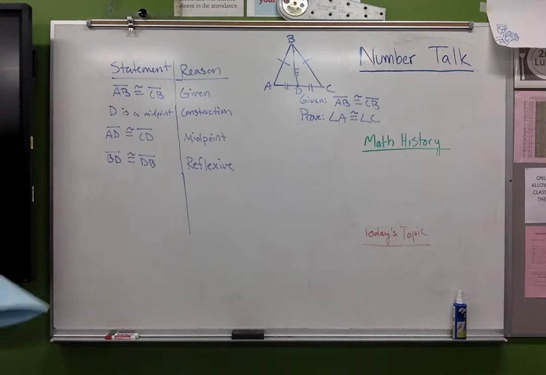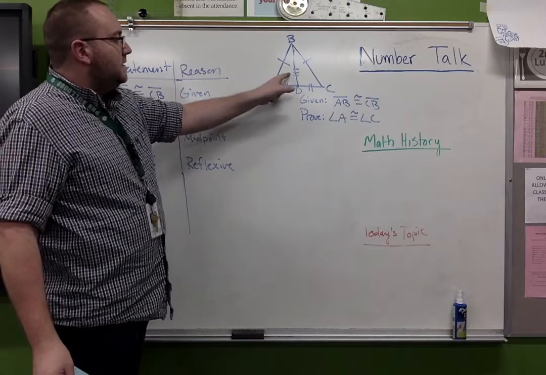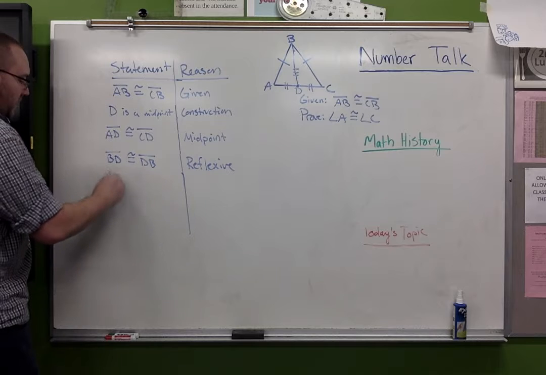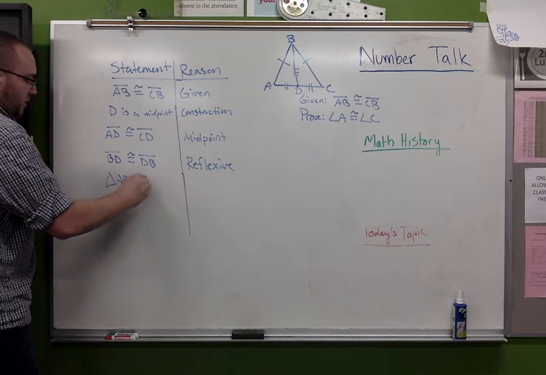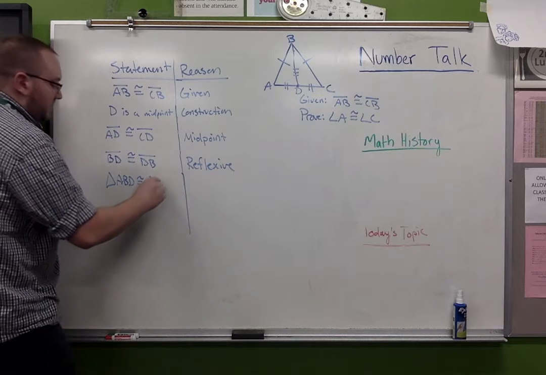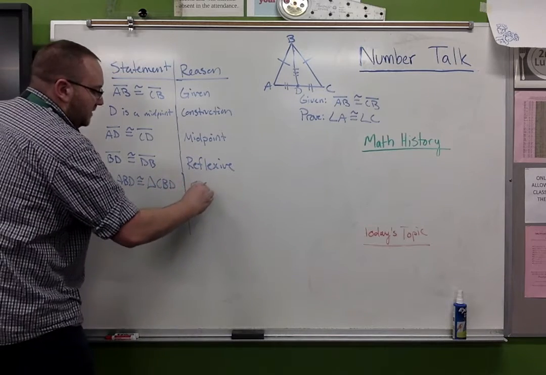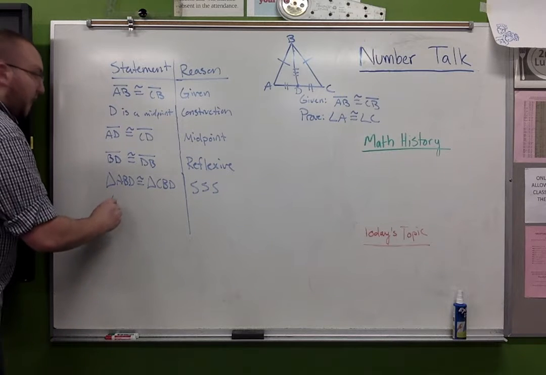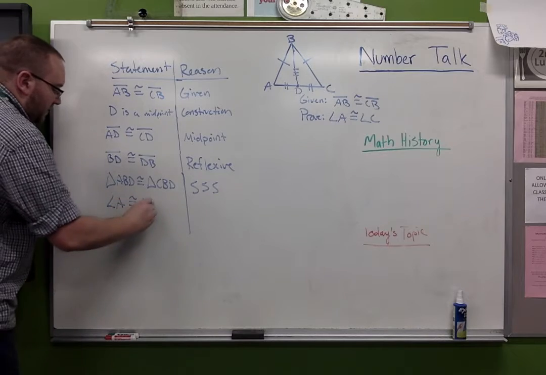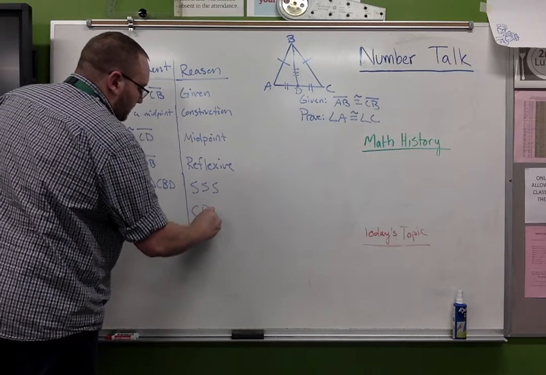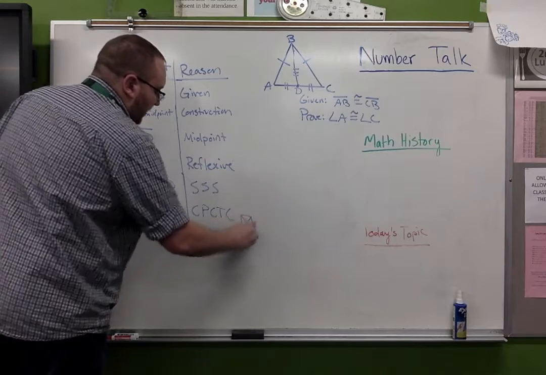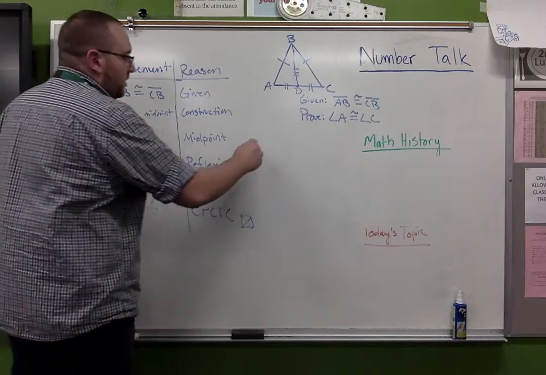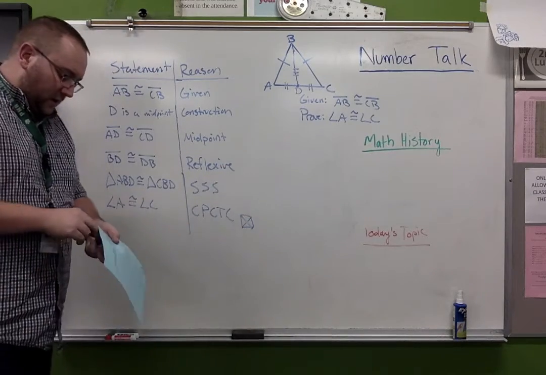Okay. Now notice I have two triangles here, and I have side, side, side. So triangle ABD is congruent to triangle CBD by side, side, side. And thus, angle A is congruent to angle C by CPCTC. Okay, CPCTC, little tongue twister there, is congruent parts of congruent triangles are congruent.